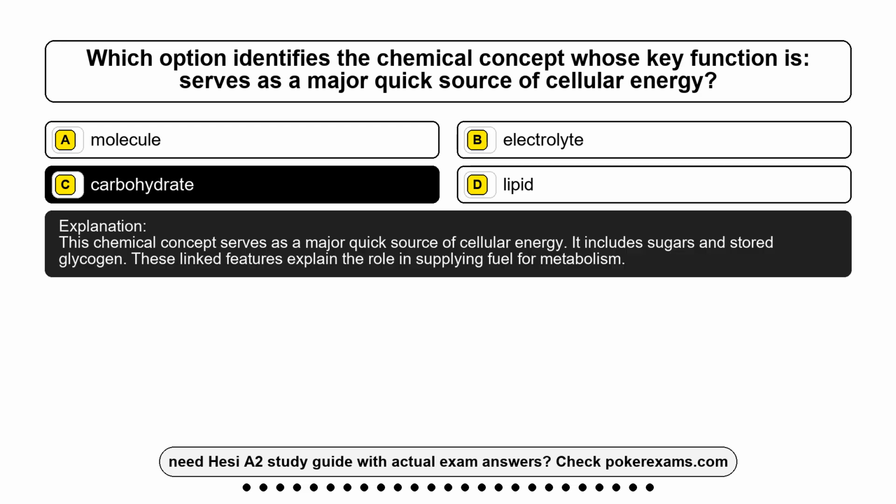This chemical concept serves as a major quick source of cellular energy. It includes sugars and stored glycogen. These linked features explain the role in supplying fuel for metabolism.